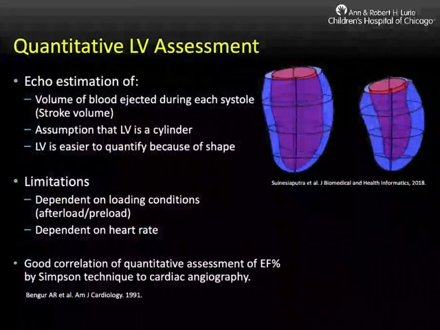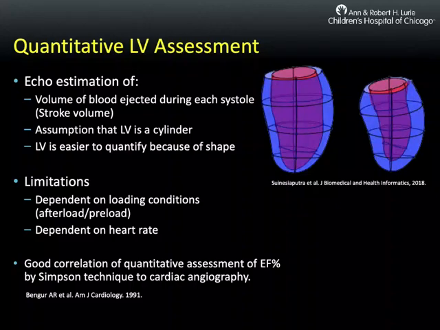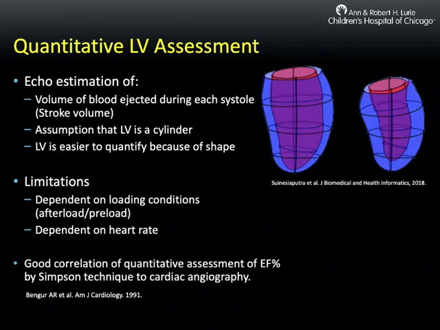With regards to the quantitative left ventricular assessment, echo is really helpful in estimating the volume of blood ejected during each systole. Ideally, what echo is estimating is a component of stroke volume. There are several limitations and assumptions that are made in this situation, and it's helpful to know that. One of the big assumptions is that we assume that the LV is the shape of a cylinder. And because of that, the LV is objectively easier to quantify.